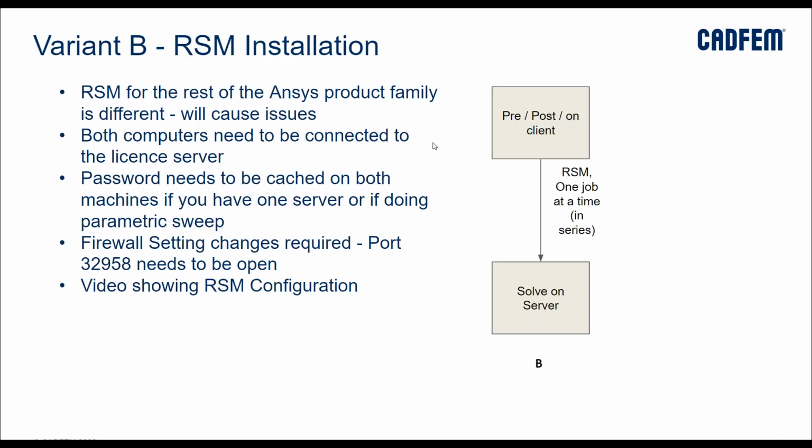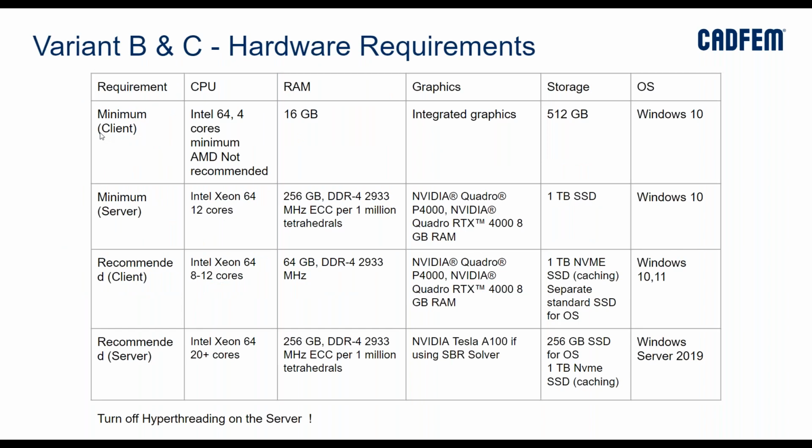Let me go back to the presentation. Okay, so then variant B and C, where you've got either a single head node with a scheduler on it, or a cluster with a scheduler. So basically, that's the only difference really between variant B and C. So the minimum requirements for the client would be as you see below, which is similar to variant B as well.